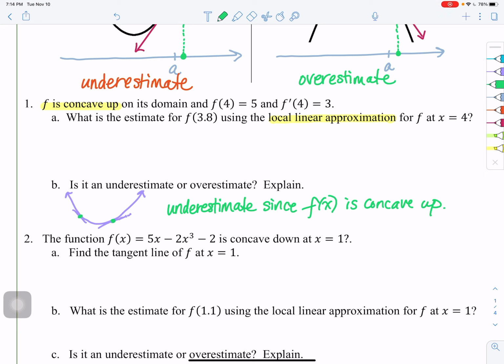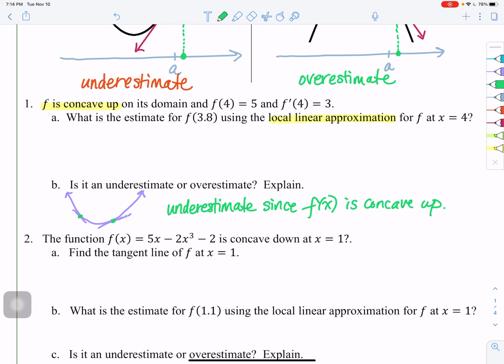And it's something you don't have to memorize. Just draw a concave up curve and draw a tangent line to it. If it's below, it's an underestimate. So it's not too difficult. Okay, so what we want to do is... yeah, they give us all the information.